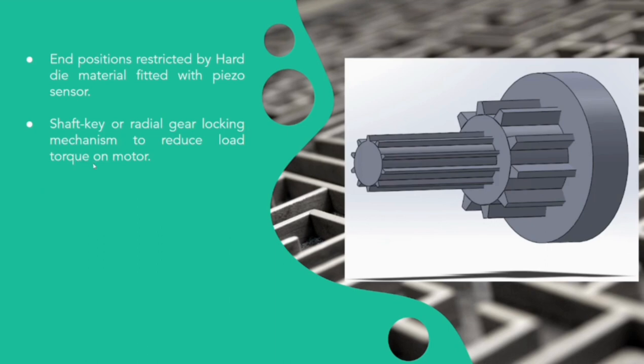Next, for the locking mechanism, we can use this shaft key or radial gear. So why are we using locking? Because at the extreme positions, while the passengers are boarding, the loads of the passengers will exert torque on the motor, and this may damage the motor in the course of time, because there will be a rapid flow of passengers, and there will be a fatigue load acting on the staircase. So we are using a lock and key mechanism here.